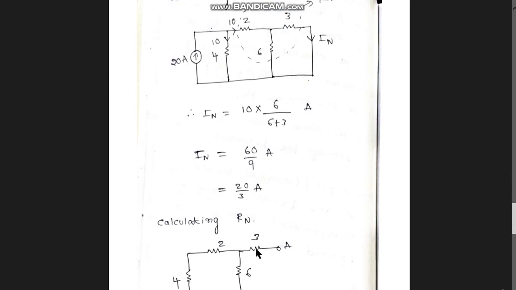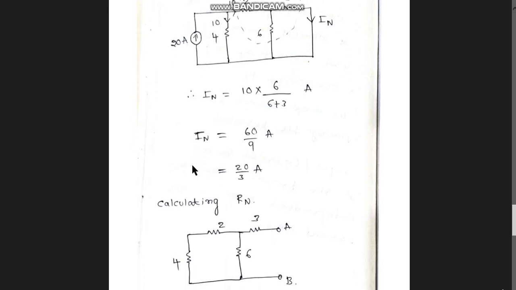And now what will happen? You can apply the current divider rule. IN is equal to the current 10 at this point, 10 times the resistance in the other branch, 6, divided by 6 plus 3. So I got a value of IN as 20 by 3.